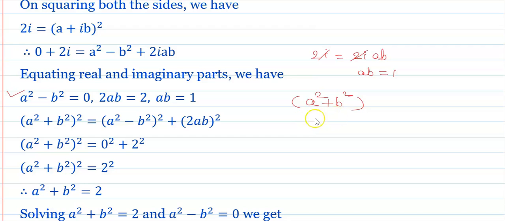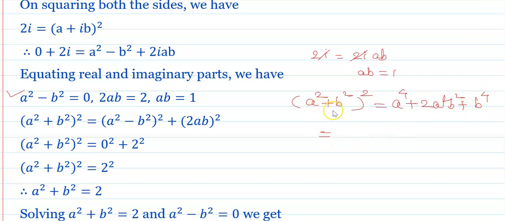Therefore, to find out the value of a square plus b square in terms of a square minus b square, I will write in this manner. आता याचं मी एक्सपान्शन केलं. Then what I will get? a raised to 4 plus 2 times a square b square plus b raised to 4.